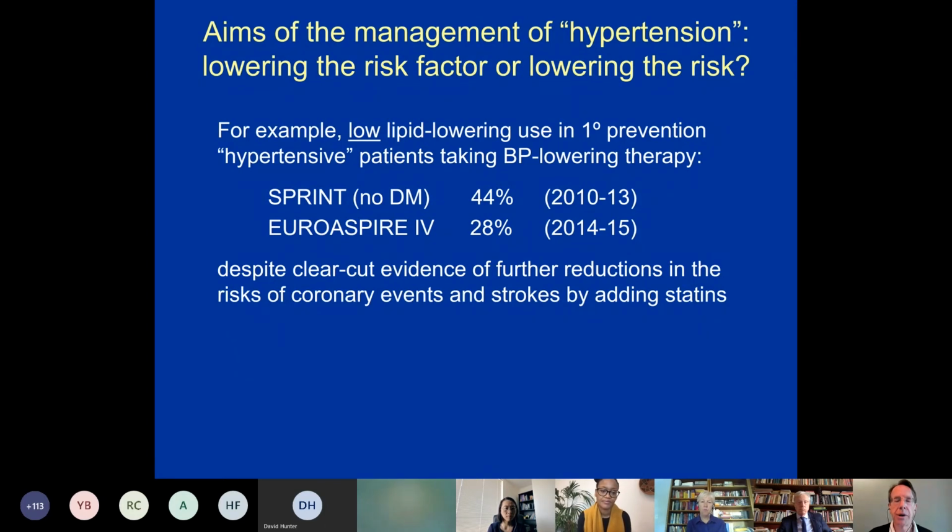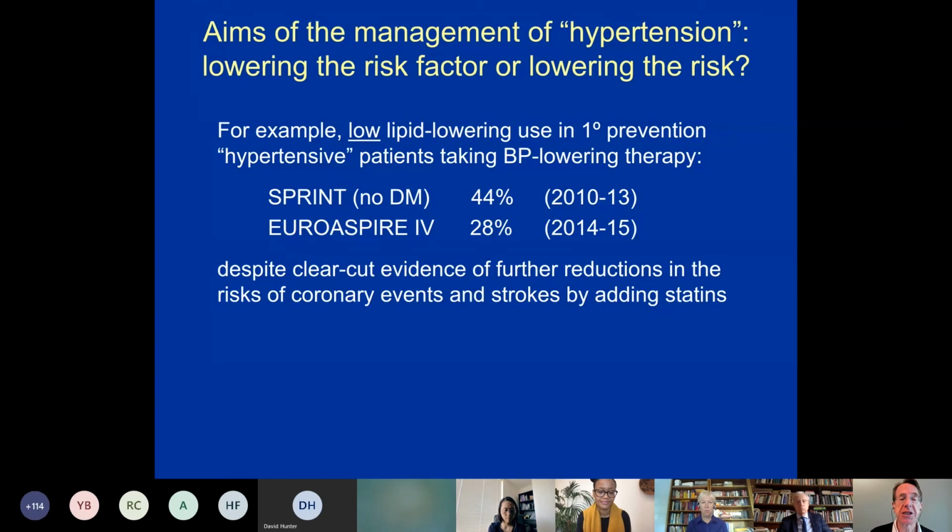Finally, though, why are we interested in the management of hypertension? Or if you like, why are we interested in lowering blood pressure? Well, of course, the reason why we want to lower blood pressure is because we want to lower risk. But if that's the case, why is it that when patients are considered to be at high enough risk of heart disease, heart attacks, or strokes, to give them an antihypertensive therapy, doctors don't actually consider using other ways of lowering their risk?